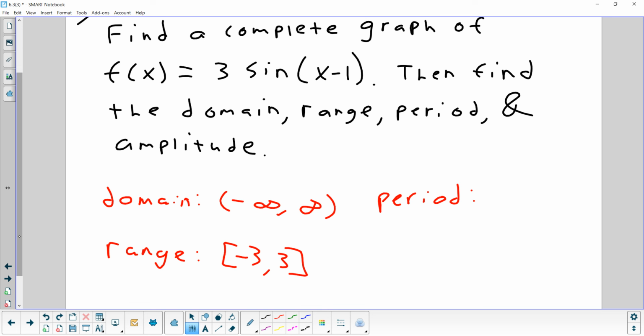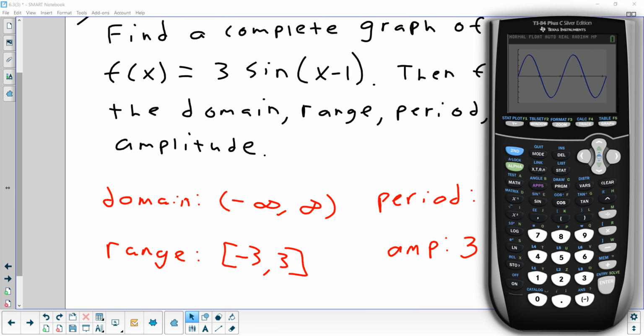Okay, domain, range, period. What's the period of this one? Yep, 2 pi. There is no period change, and there's no vertical shift in this problem. And amplitude. Well, it's not 1 because we're doing an amplitude change. What's my new amplitude? Sarah? 3. Good.